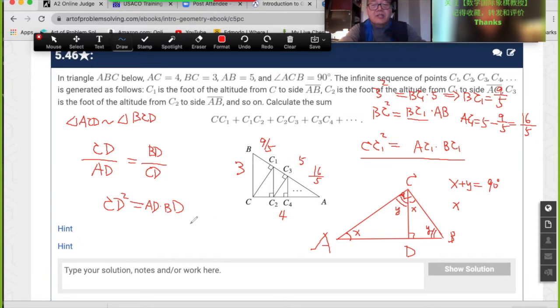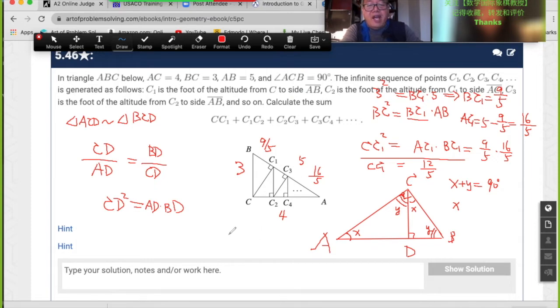Then that means CC1 squared will equal 9 over 5 times 16 over 5. Then CC1 will be the square root of this one. That will give you 3 times 4, that's 12, over 5. So you got CC1 equals 12 over 5.